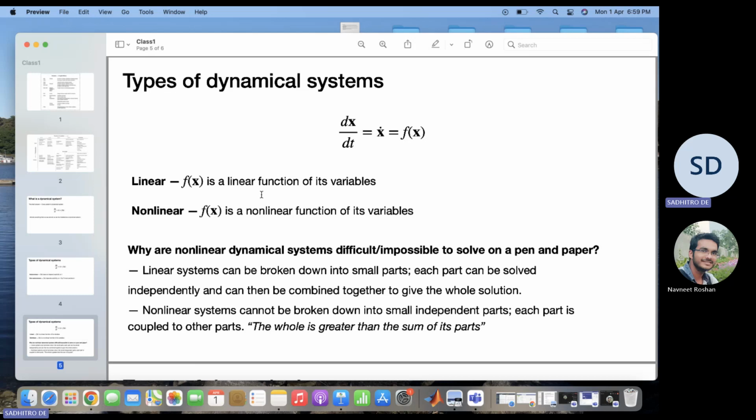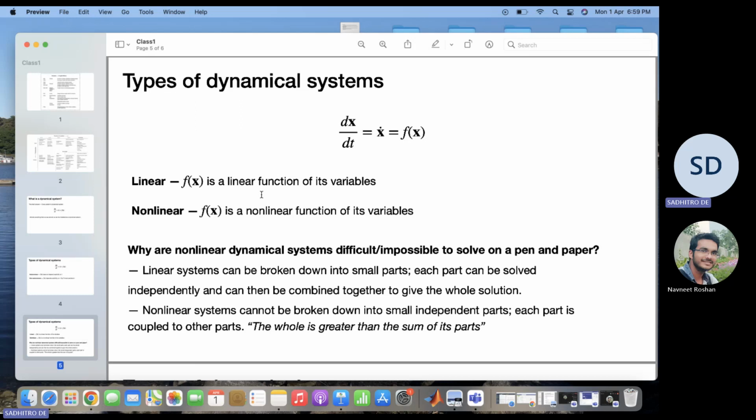Now, the question is, why are nonlinear dynamical systems difficult or at times even impossible to solve on pen and paper? The thing is that if you have linear dynamics, then the linear systems can be broken down into small parts because each part is linearly independent of each other. And then we can solve those small parts one by one. After that, we can recombine all of those solutions to give us the ultimate solution of the full problem.